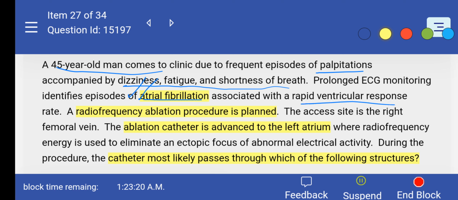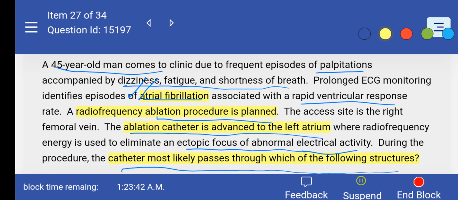A radio frequency ablation procedure is planned. The exit site is the right femoral vein. The ablation catheter is advanced to the left atrium, where radio frequency energy is used to eliminate an ectopic focus of abnormal electrical activity. During the procedure, the catheter most likely passes through which of the following structures?